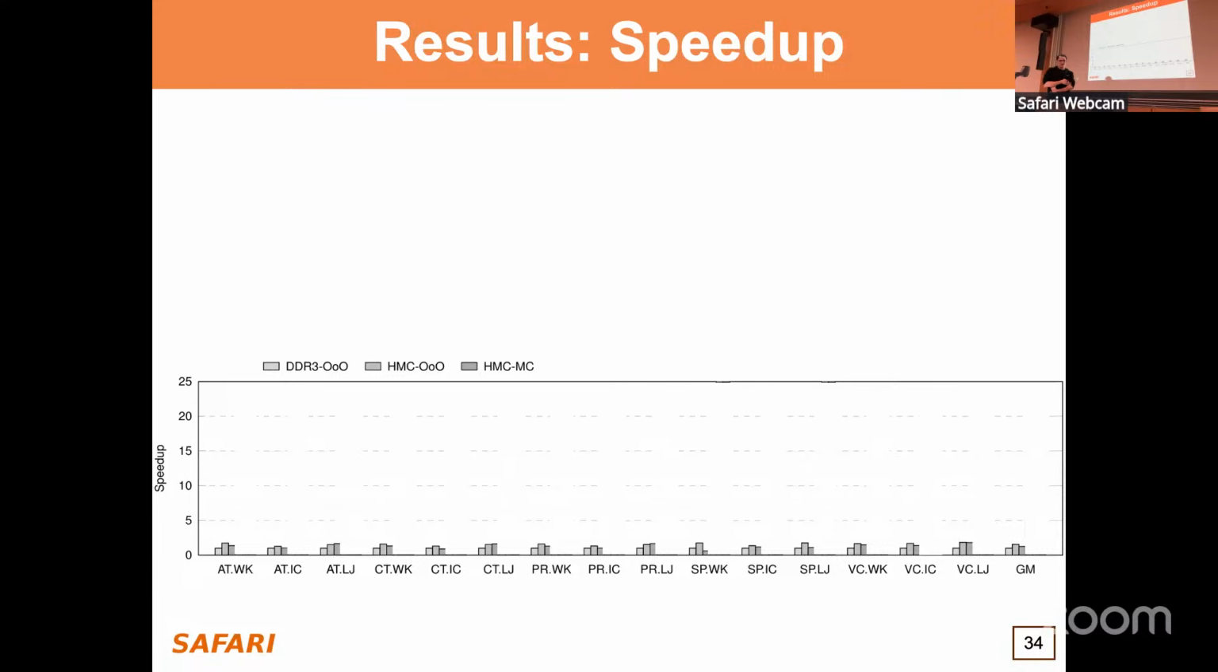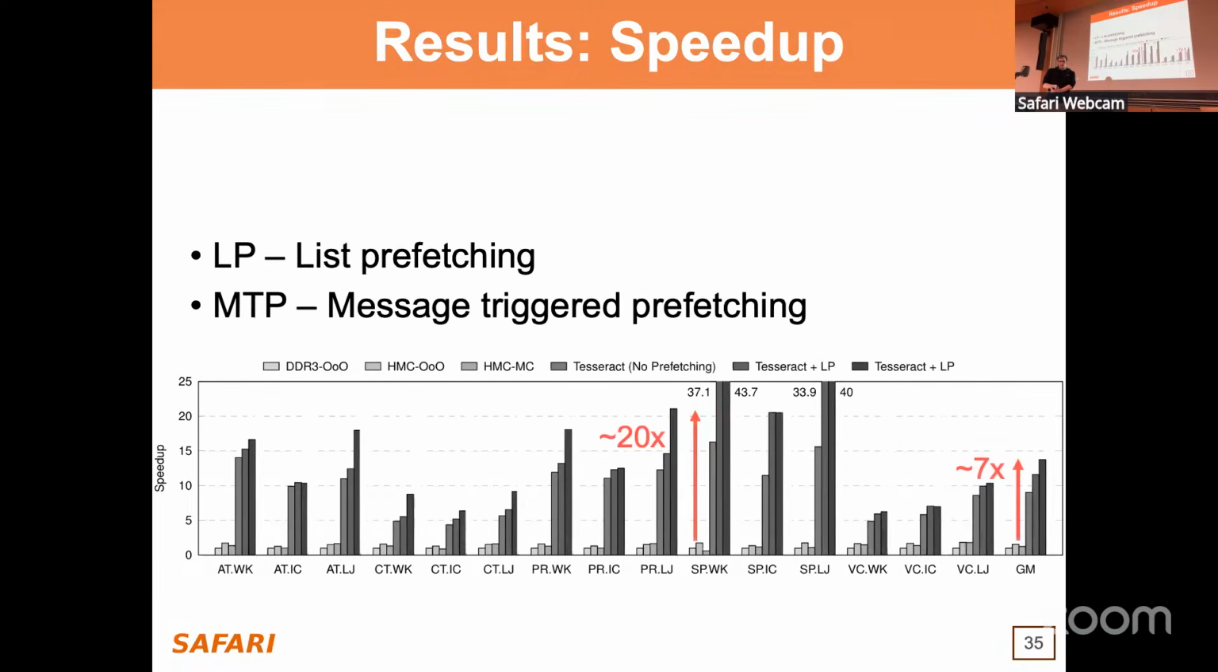So here, as you can see, very small are just the DDR3 based system and the hybrid memory cubes. We can see there's hardly any speed up between the two. Once we introduce the Tesseract system, we will see a huge speed up. The leftmost of the 3 bars is the one that does not employ any prefetchers. The rightmost is the one that employs both. The geometric mean is about a 7 times improvement, but there are some cases where there is more than a 20 times speed up.